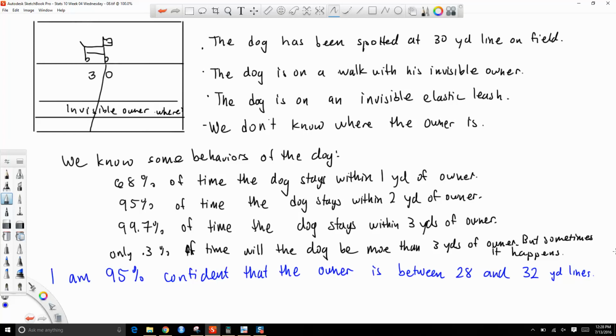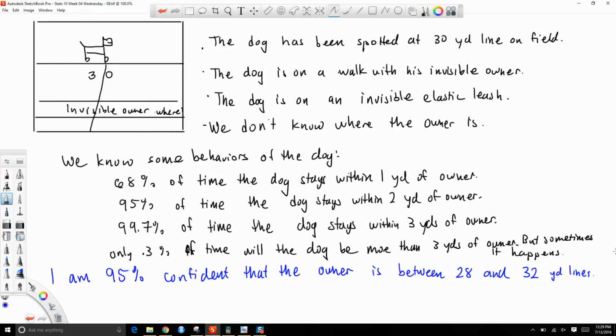Okay. So I can't say that for sure the owner is between 28 and 32. But I can say because 95% of the time the dog stays within 2 yards of the owner, if I see the dog at the 30, I can be 95% confident that the owner is between 28 and 32. Okay? Now it could be that the owner's out at 33 or even farther away, but that would be rather surprising to us because then that means this picture was taken at one of those relatively rare occasions where the dog went more than 2 yards away from the owner.